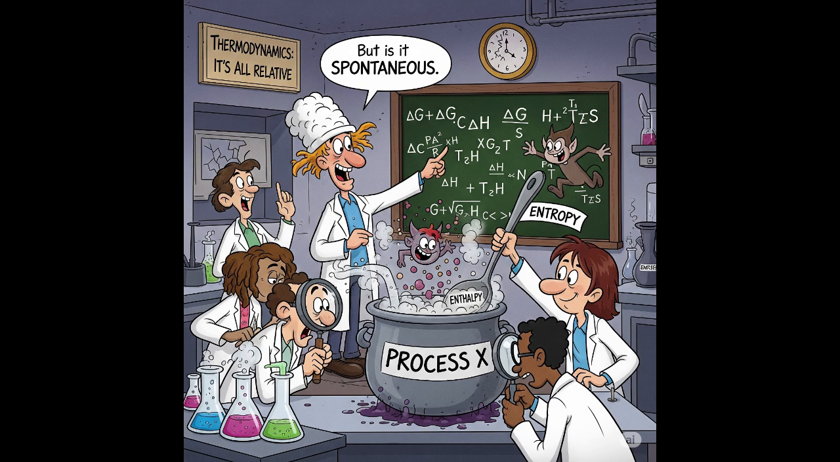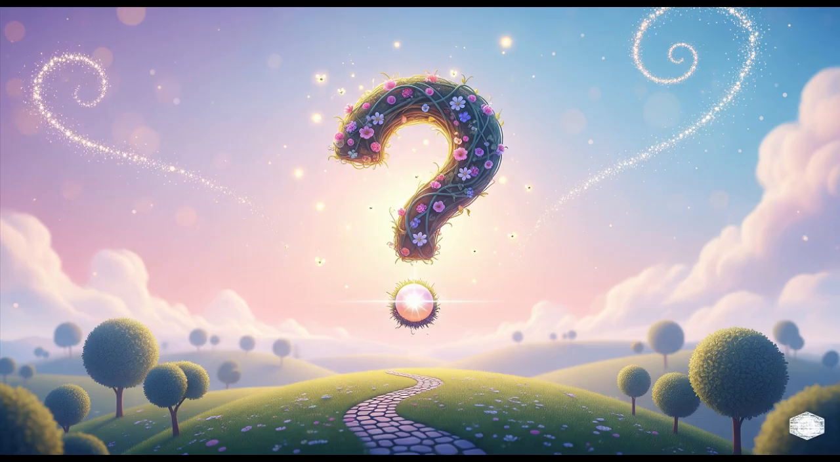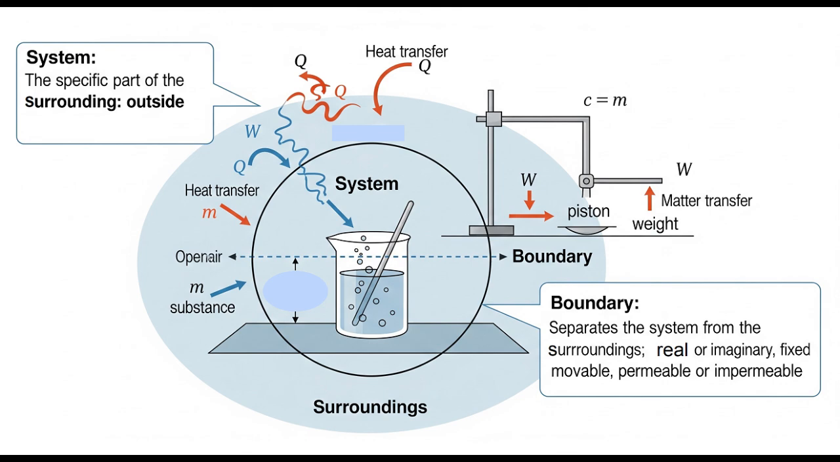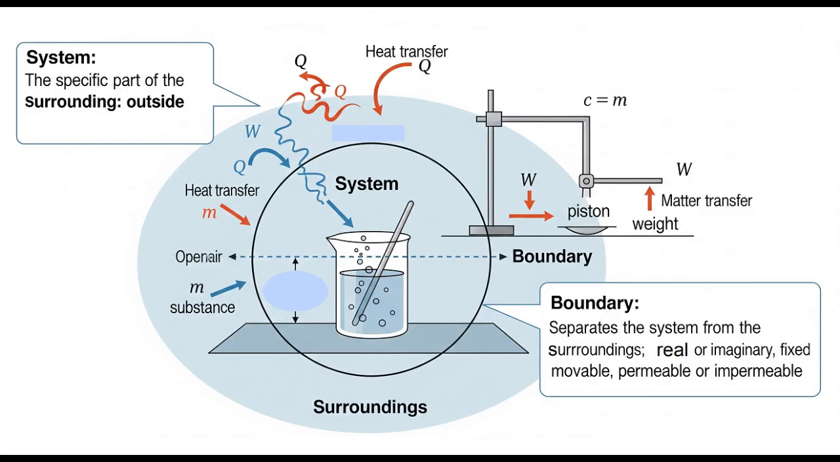To speak the language of thermodynamics, we need to establish some common terms. Let's begin with the fundamental idea of a system, surroundings, and boundary. Imagine you're studying a small piece of metal. That piece of metal is your system. It's the specific part of the universe that we choose to study. Everything outside that piece of metal, the air around it, the furnace it's in, the room, that is the surroundings. The imaginary or real line separating your system from its surroundings is the boundary.